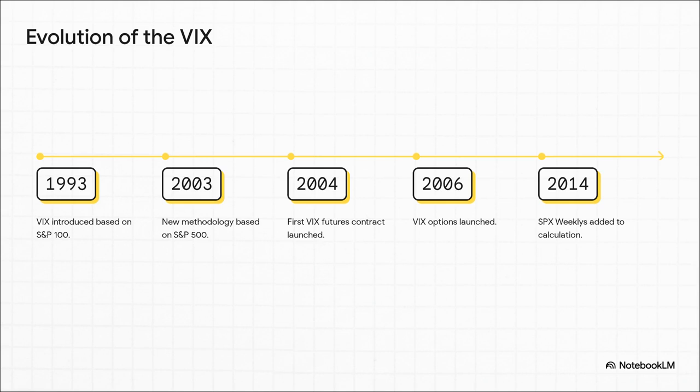And the index wasn't always this way. It's actually evolved quite a bit. The original version from 1993 was based on the S&P 100. The really crucial update came in 2003, when they shifted to the broader S&P 500 and introduced the methodology we just walked through. That's what turned it from an abstract idea into something you could actually replicate and trade. And that opened the door for futures in 2004 and options in 2006. More recently, in 2014, they added weekly options to make the calculation even more precise.